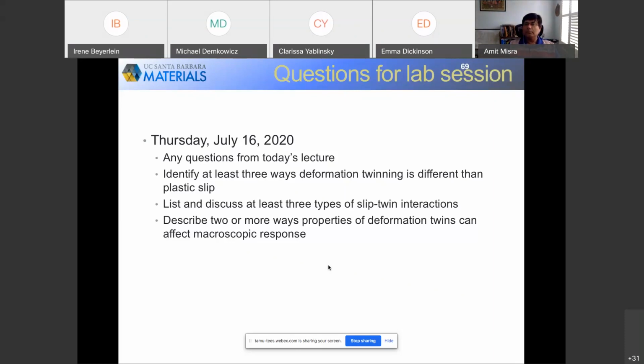But by the time it's detected, you pretty much have a lot of twinning.